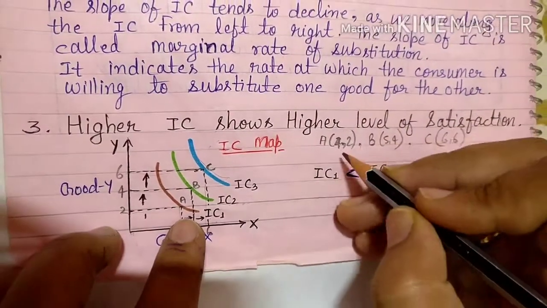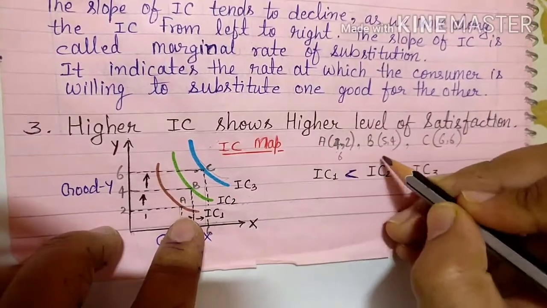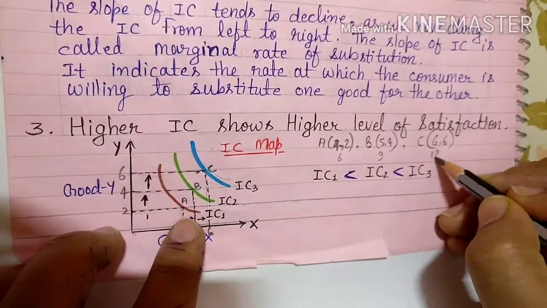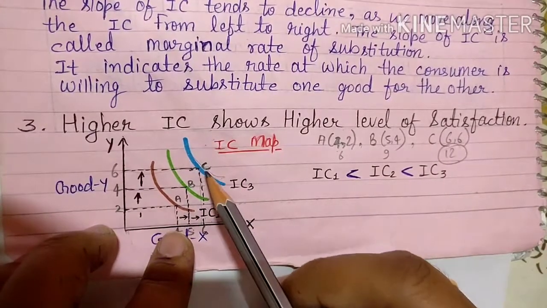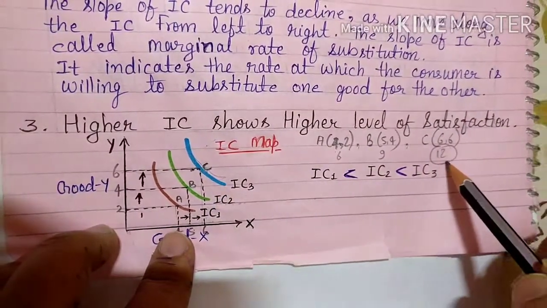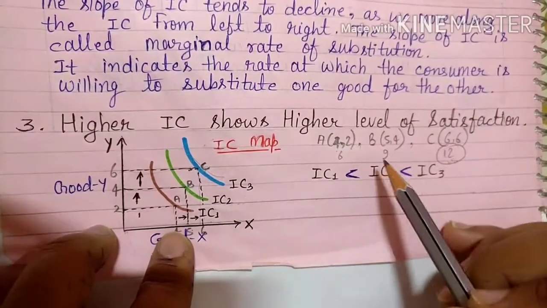Let's check total utility here. 4, 2; 4 plus 2 is 6; 5 plus 4 is 9; and 6 plus 6 is 12. Where are we getting the higher? 12. So at this point, we are getting the higher TU, total utility. So higher IC shows a higher level of satisfaction.